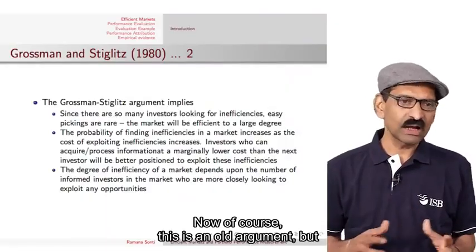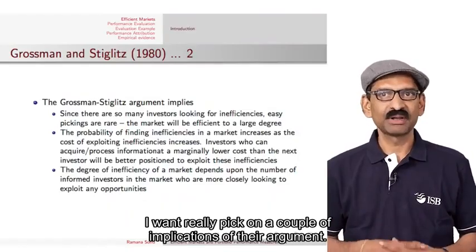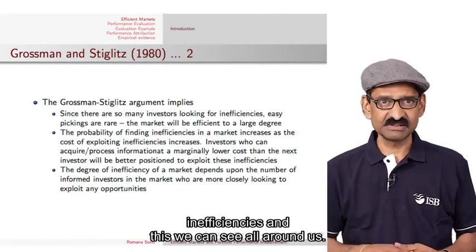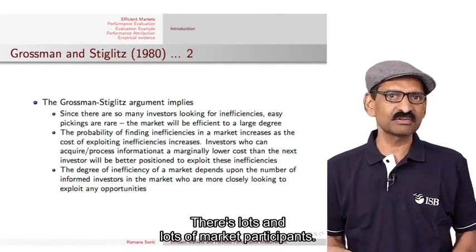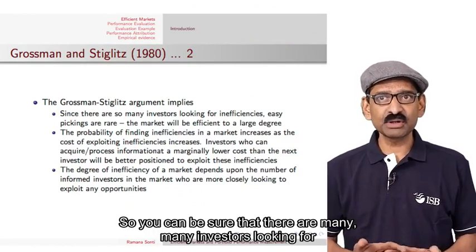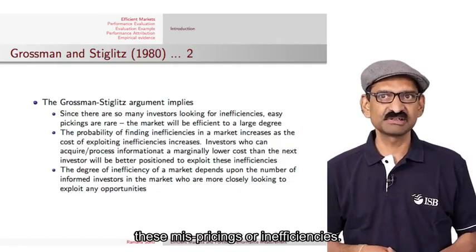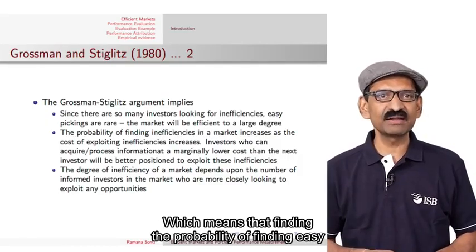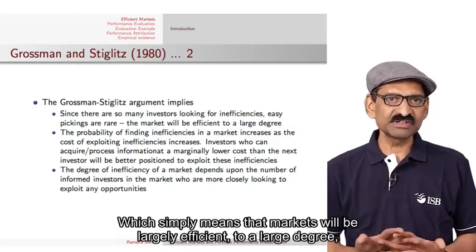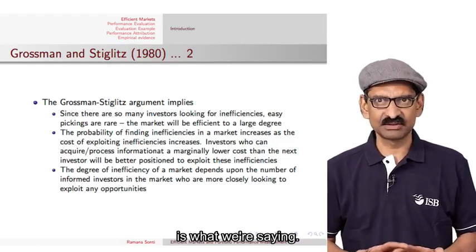Now, of course, this is an old argument, but I want to really pick on a couple of implications of their argument. Number one, there are lots and lots of investors looking for inefficiencies, and this we can see all around us. There are lots and lots of market participants. They're all there to make money. So you can be sure that there are many investors looking for these mispricings or inefficiencies, which means that the probability of finding easy money opportunities is probably not going to be there, which simply means that markets will be largely efficient to a large degree, is what we are saying.